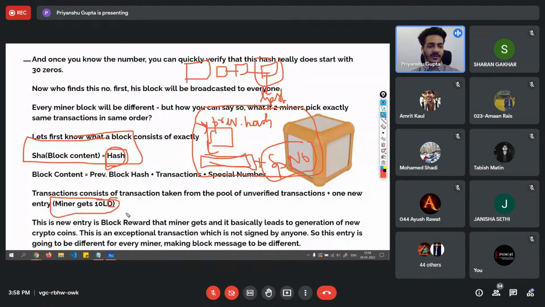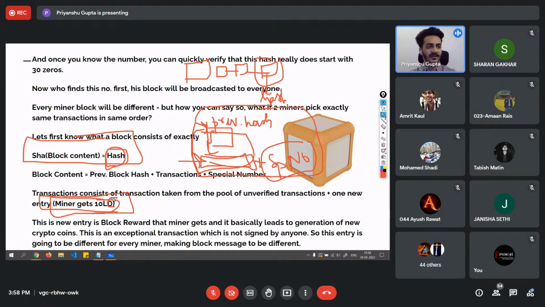This is a new transaction record that will be added to this block here. This is the exception: only this record will not be signed by anyone, because this is not someone transferring something, this is something new. He's getting these new ledger coins from nowhere just to verify that block, because he is spending so much electricity and computation power. That's why he will be rewarded with these 10 ledger coins.